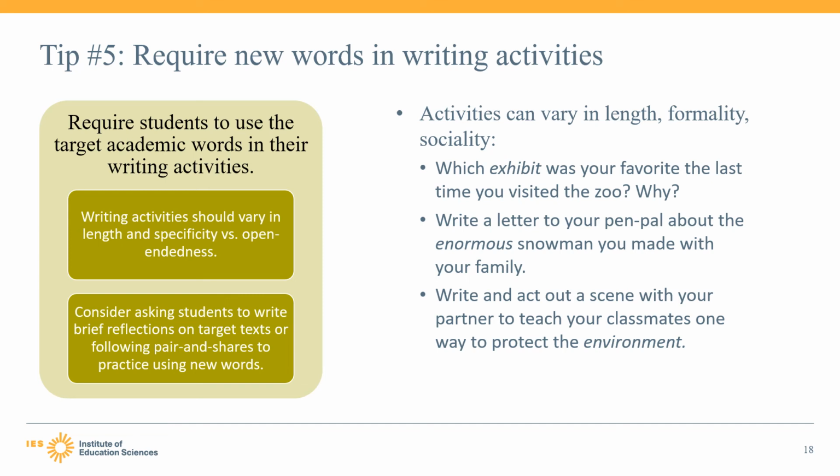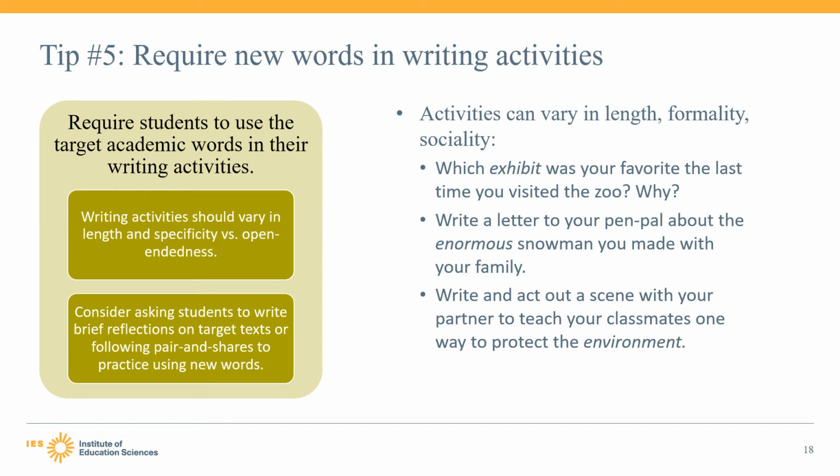But the activities can vary even more than that in length and level of formality and even degree of sociality. So we could have students do 3 different activities just focusing on the words from the text that we've been discussing here. So for instance, you could ask students to write about which exhibit their favorite was the last time that they visited the zoo and why. You can also have them write a letter to a pen pal, a hypothetical one or even a real one, about the enormous snowman you made with your family.